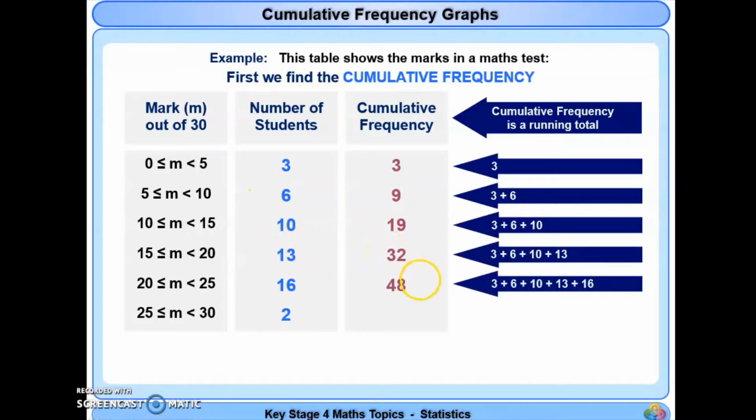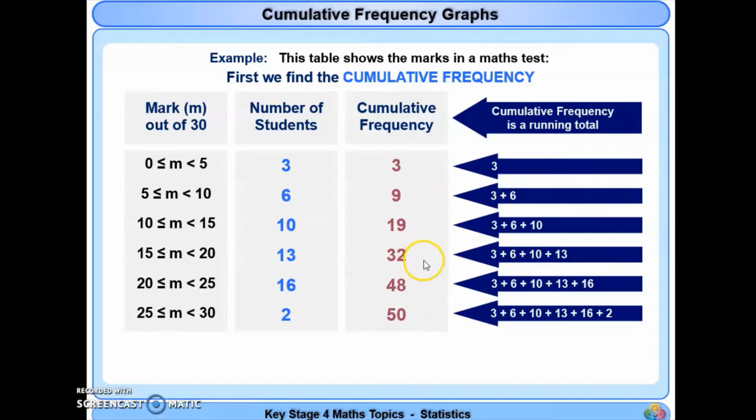Takes us up to 32. For the next group, 48. And for the final group, we have a cumulative frequency of 50. So now what we know is this total here is the total of all of the students involved in this maths test. So 50 students is our grand total, our cumulative frequency total, which means that 50 students sat the maths test.